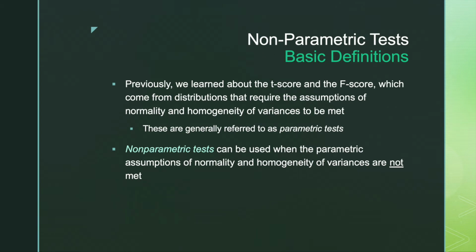So, every test we've done so far has been some variation of using either a t-score or an f-score, and both of those come from distributions that have certain assumptions that we've always been checking, right? So we've been checking whether they have normality by using the skewness and kurtosis, and we've also been checking that they meet the homogeneity of variances as well. So tests that meet both of those assumptions, normality and homogeneity of variances, are generally referred to as parametric tests. So non-parametric tests are going to be when we do not meet the assumptions of normality and the homogeneity of variances.